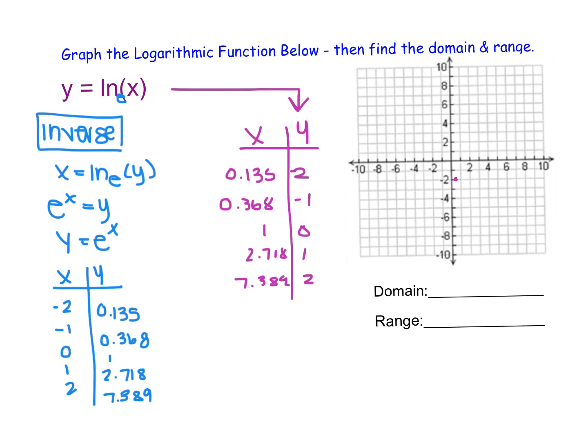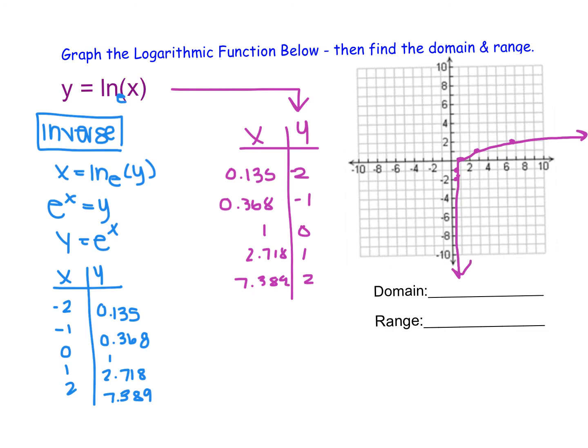So there we go, -1 for y, and then x is just about 0.3. Then we have 0 for y and x is 1. 1 for y and x is about 2.7. 2 for y and x is about 7.3. So we can see it's got that same swoosh shape, but it's curving upwards.